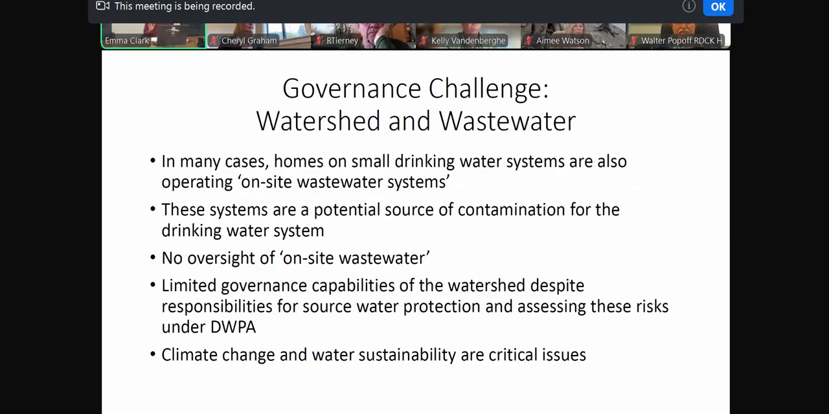The next challenge is the watershed, and this is something that both large systems and small systems have complained about. I touched on the challenge with homeowners with on-site systems. There's no oversight over on-site systems in the province, and there are limited authorities in the watershed to actually manage ongoing risks. You hear this with forestry or other industry: they have to treat the water, but they can't manage the risks that are there.